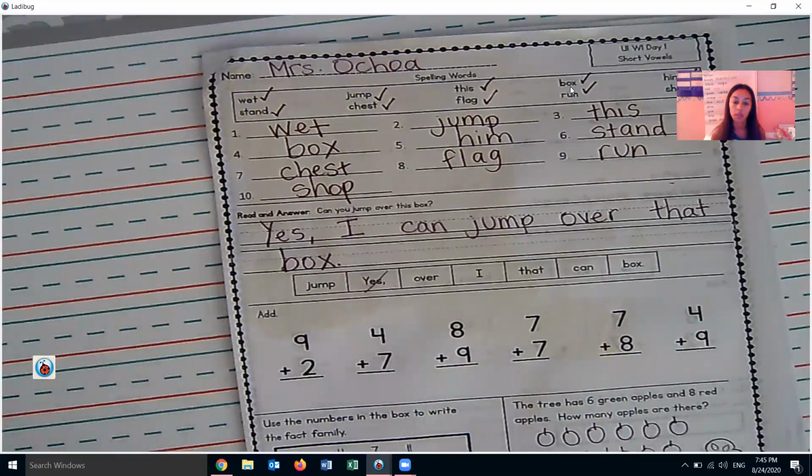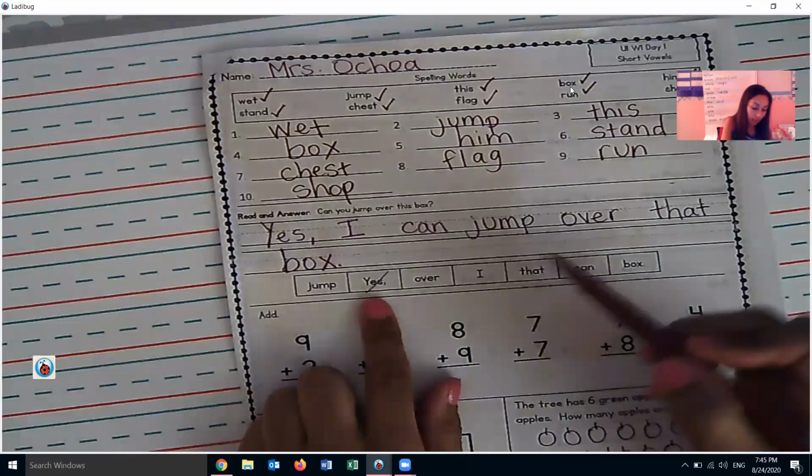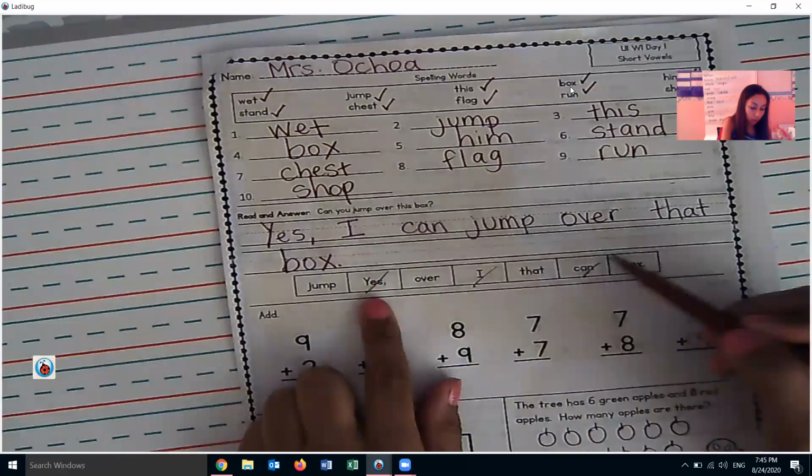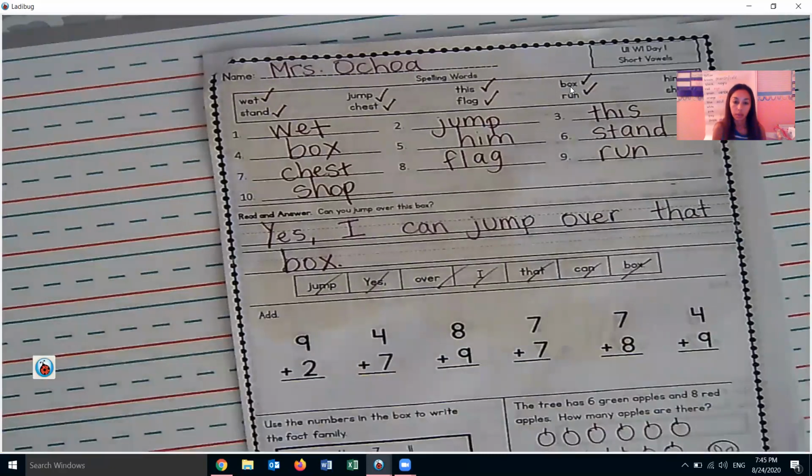So if you answer it in a complete sentence, it should make sense on its own without hearing the question. So can you jump over this box? We used the word bank and we went, yes, I can jump over that box. Yes, I can jump over that box, period. So a way of rewriting it using the question, answering it with a question.